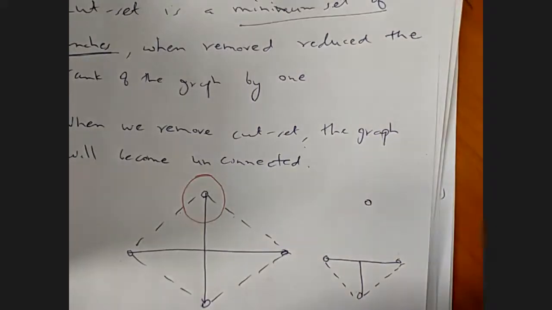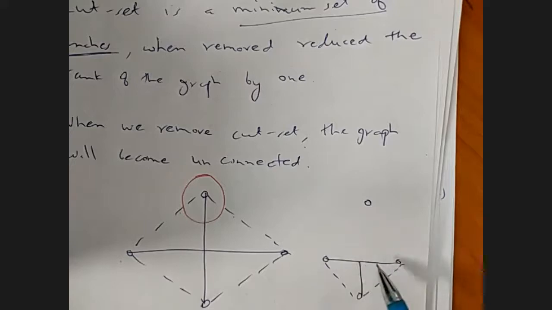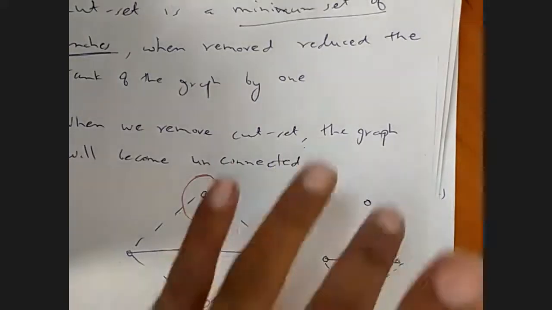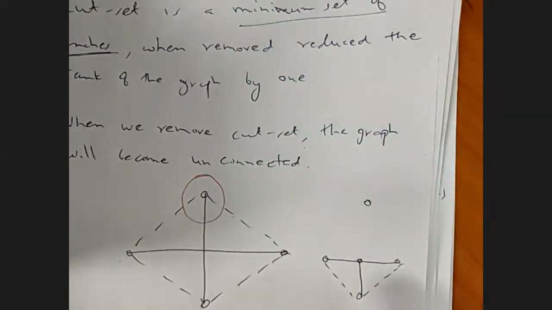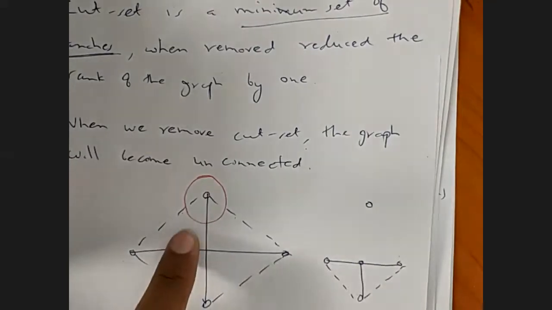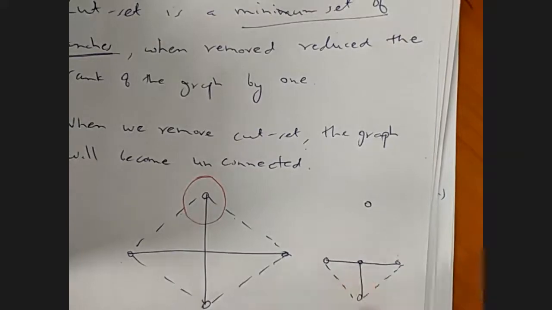So a cut set is a set of elements or branches which will reduce the rank of the graph by 1. That is, the rank of a graph is decided by the number of tree branches. So when we remove one branch, one cut set, it will be reduced to 3. Here we have rank 4, here we have rank 3 because one tree branch has been removed.